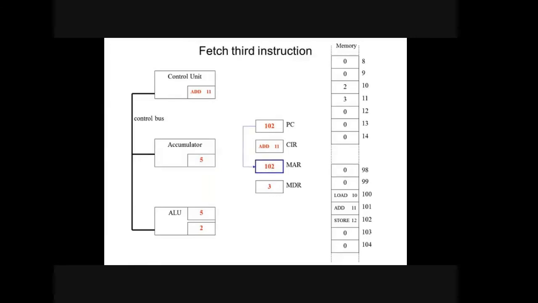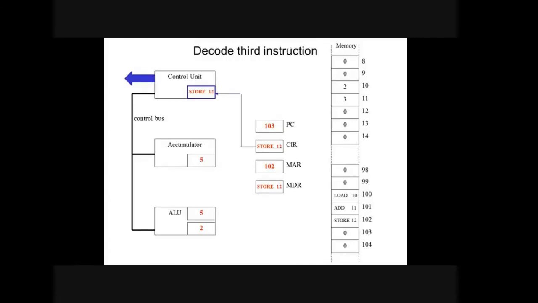Okay, so now we're ready to get the next instruction, which is in location 102. So the memory location 102 is copied into the memory address register. The contents of that memory location, in this case the last instruction, are copied into the memory data register. This instruction moves into the current instruction register. You can probably see what's going to happen next. We increment the program counter. We would probably have a stop or a halt instruction in that position.